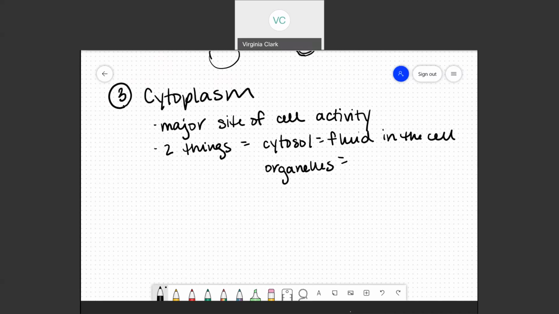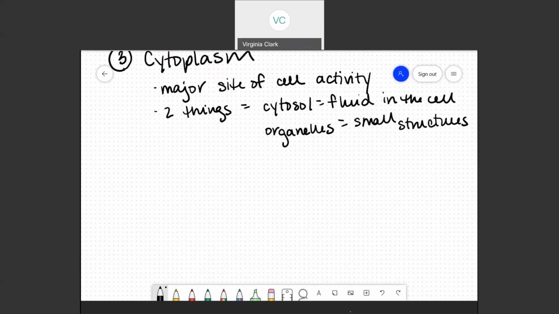And these are going to be small structures. So remember, organs are going to be part of organ systems. So your organ could be your heart, your liver, your lungs. Organelles are going to be small, teeny tiny little structures that operate that same way, where they are responsible for a specific function. So inside your cytoplasm, you'll have the liquid, which is the cytosol, and then you'll have your organelles. We're going to talk through these organelles specifically. There's a bunch of different ones, and we're going to talk through those.